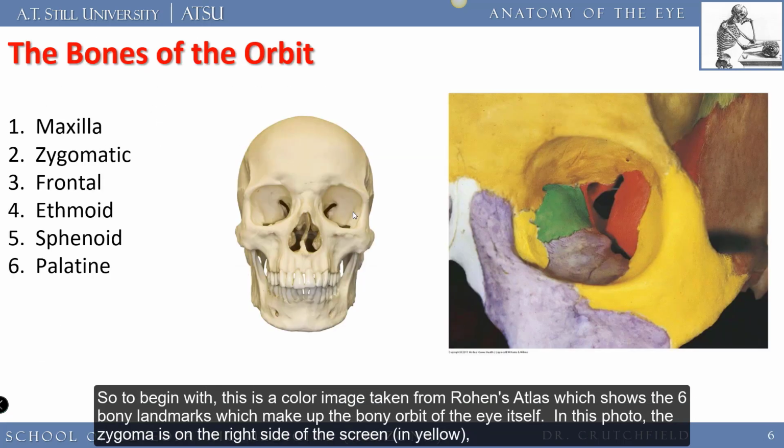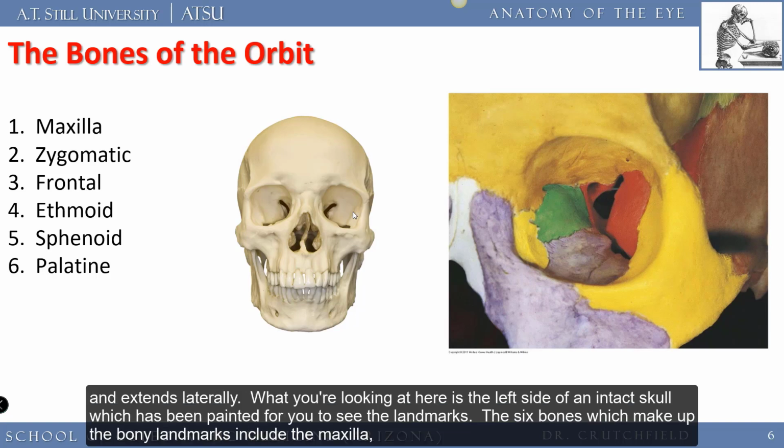So to begin with, this is a color image taken from Rowan's Atlas, which shows the 6 bony landmarks which make up the bony orbit of the eye itself. In this photo, the zygoma is on the right side of the screen. It's in the yellow, and it extends laterally.